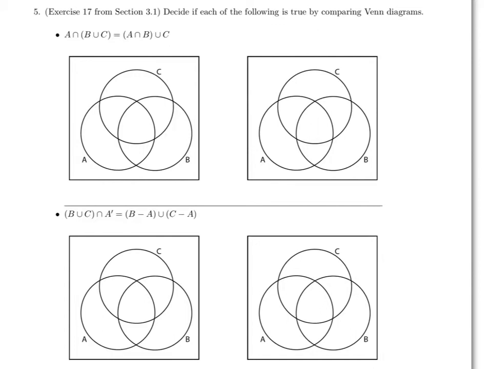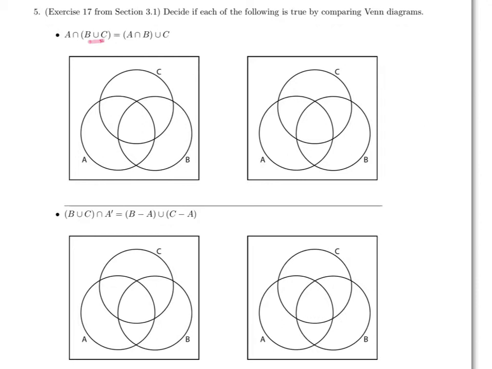In this video, we're going to go over the process of drawing Venn diagrams for various expressions. The first problem, on the left-hand side of this equation, we have a compound statement. So we have B union C in parentheses, and that's intersected with A. So to draw that, we're going to first pay attention to the parenthesized expression and draw that first.